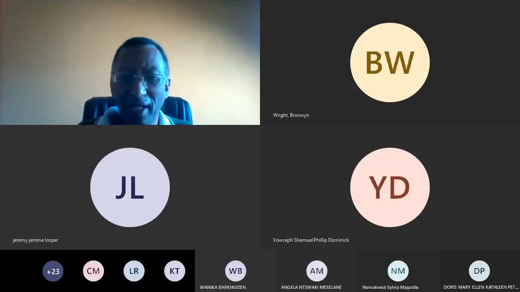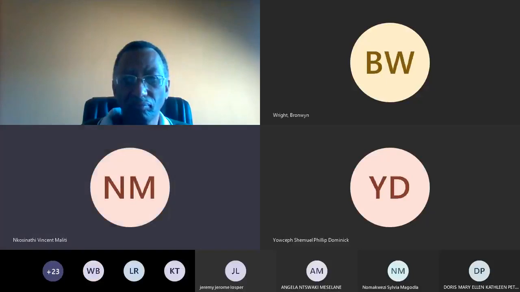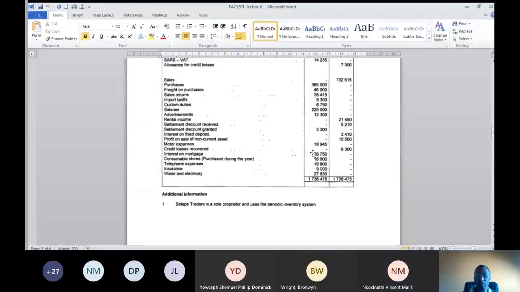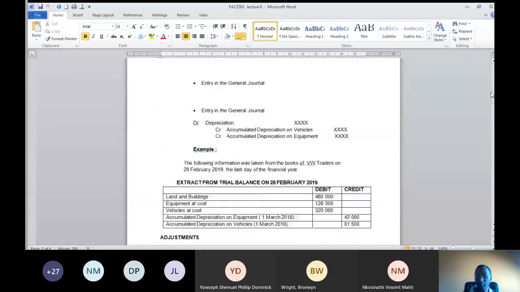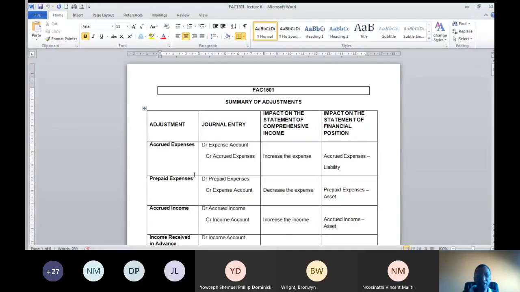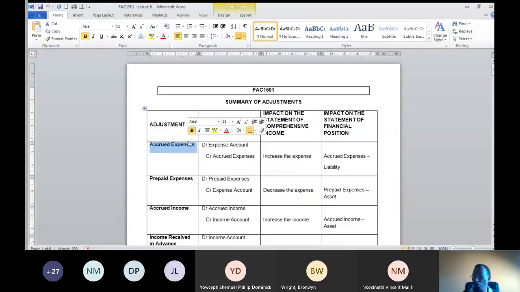So let us go now, guys, to all of these adjustments, and I'm referring you to your notes now, page 1 of your notes. The first adjustment that we are dealing with here, guys, is the adjustment called accrued expenses.